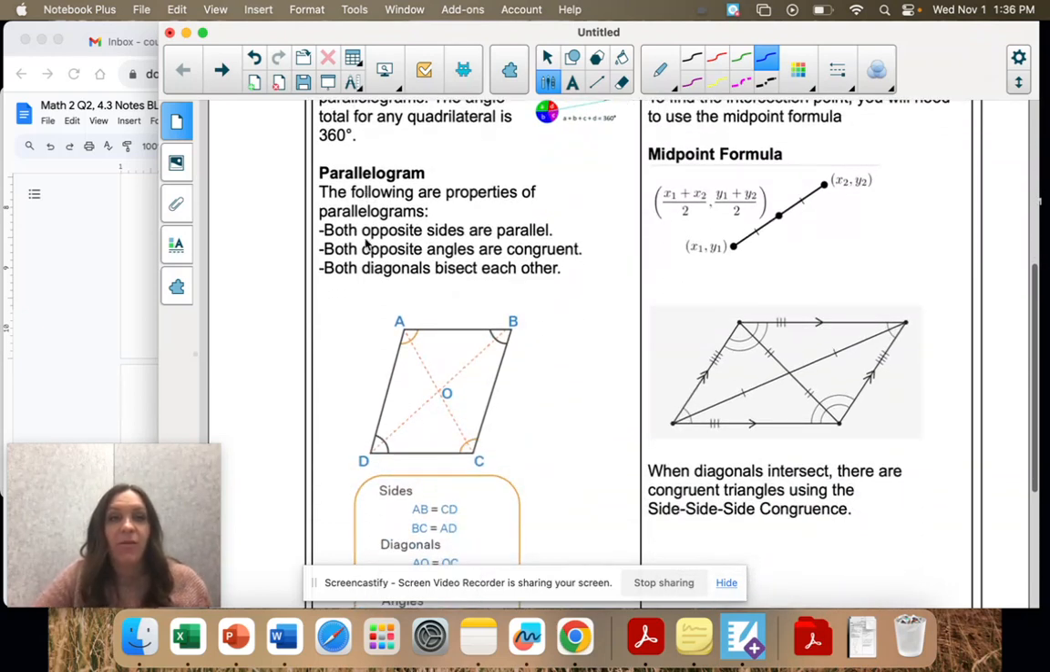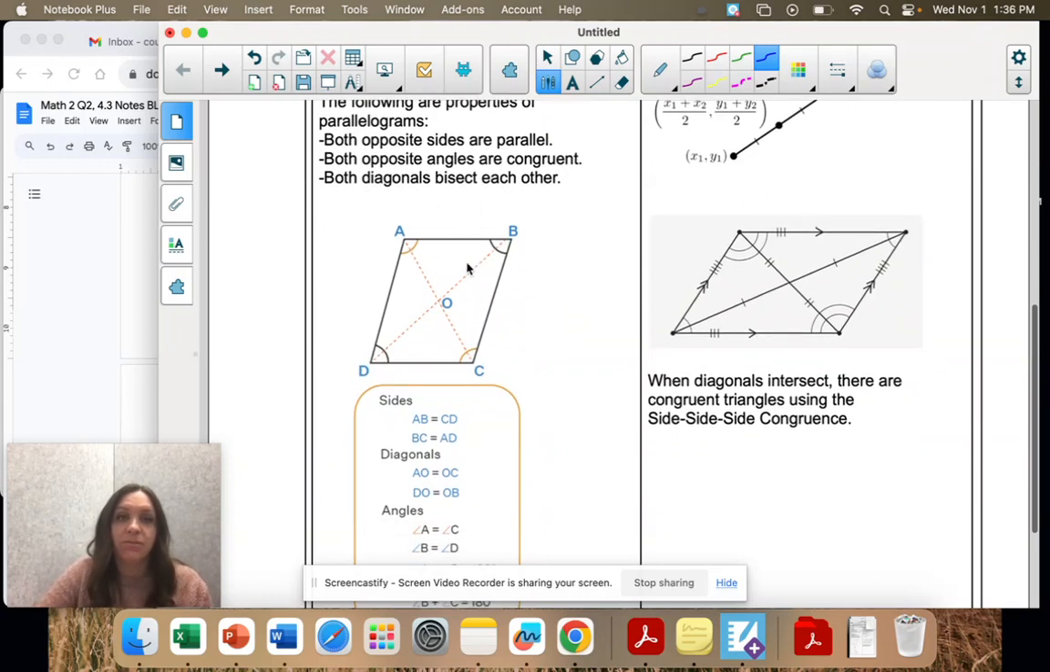All right, so we have a parallelogram, and there's some things we need to know. So this is a parallelogram. The opposite sides are parallel. So AB is parallel to CD. And that's how we mark that on a parallelogram. Here's a picture too. See these little arrows? They mean parallel. So this side is parallel to this side.